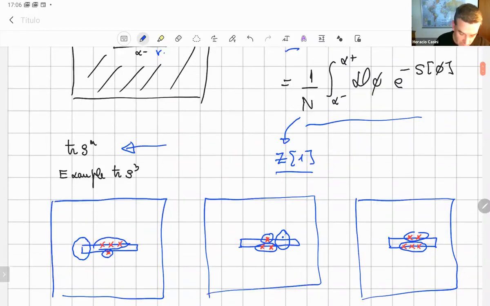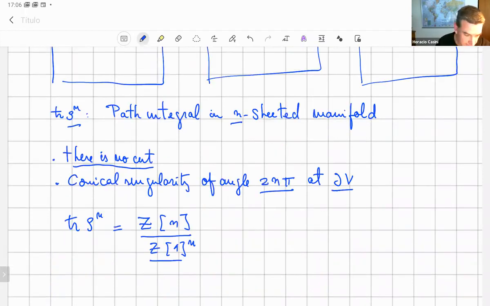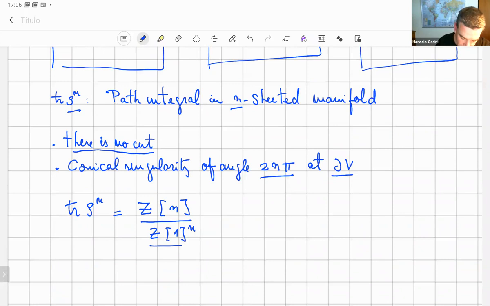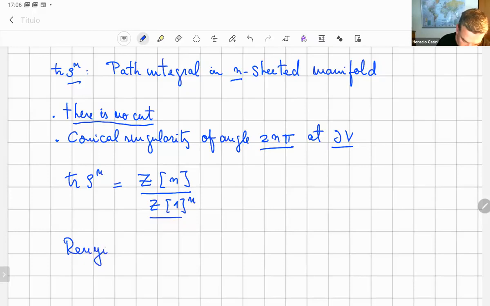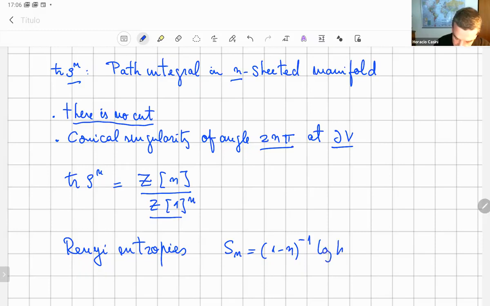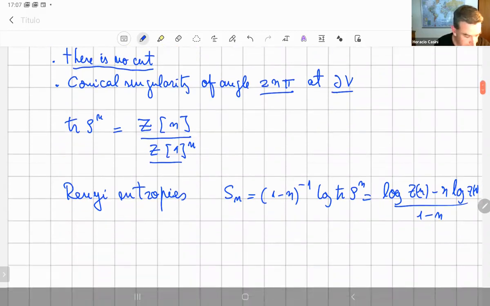And from here, we can compute a quantity that is, well, these are the traces of rho to the n, but it's better to express this in terms of the so-called Rényi entropies, which are just basically the logarithm, except for a constant, of the traces of rho to the n, which have this expression in terms of path integrals.